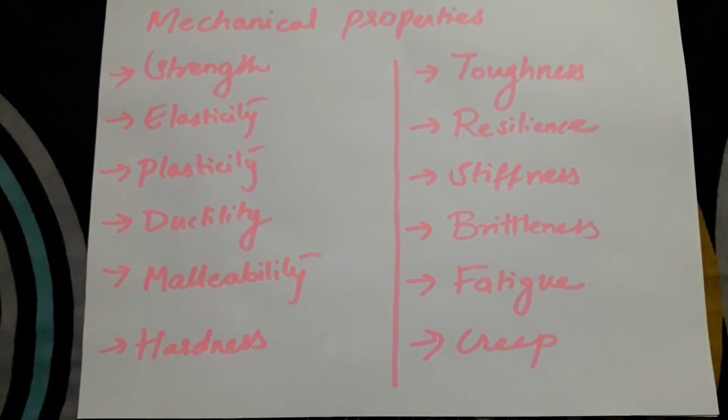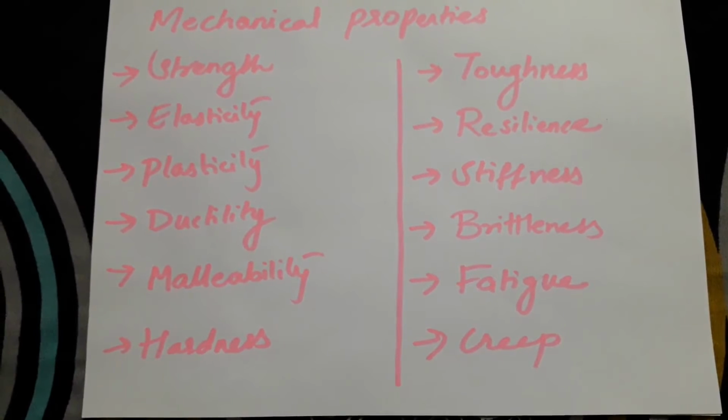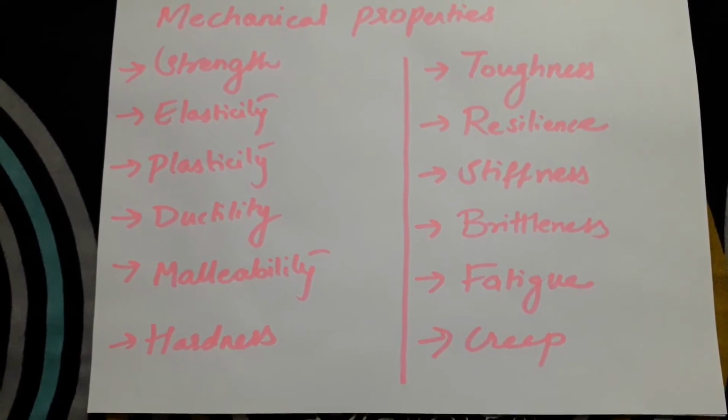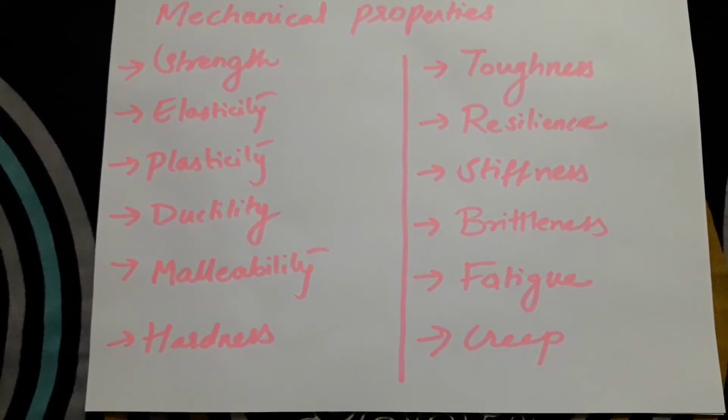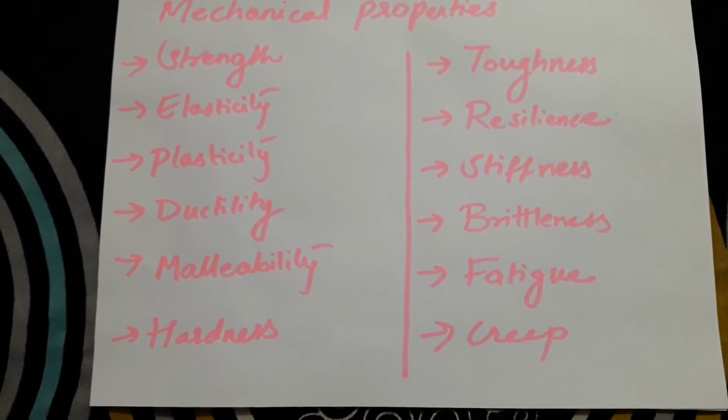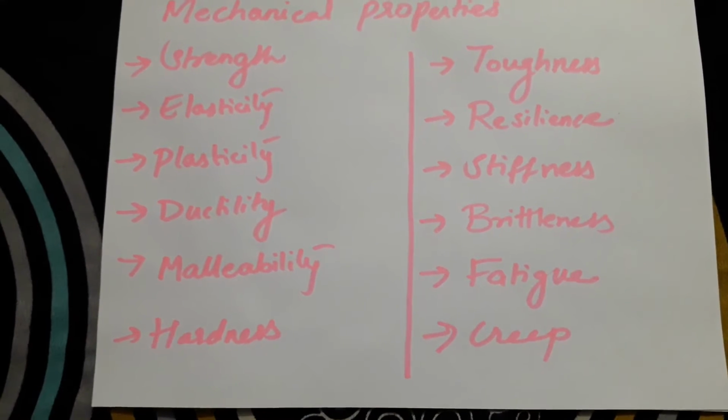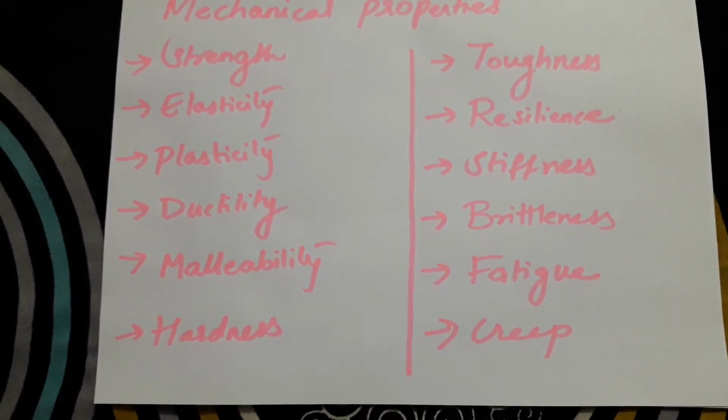Resilience, amount of energy absorbed by the material up to elastic limit. Resilience is a property of what is the amount of energy it can absorb up to elastic limit, that is resilience. Stiffness, ability to resist deformation and strain.